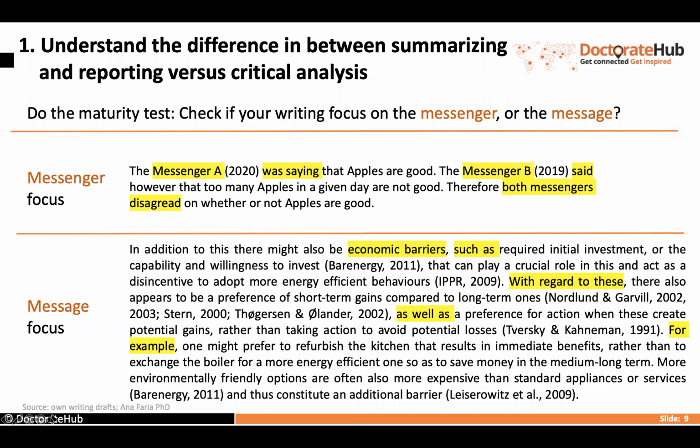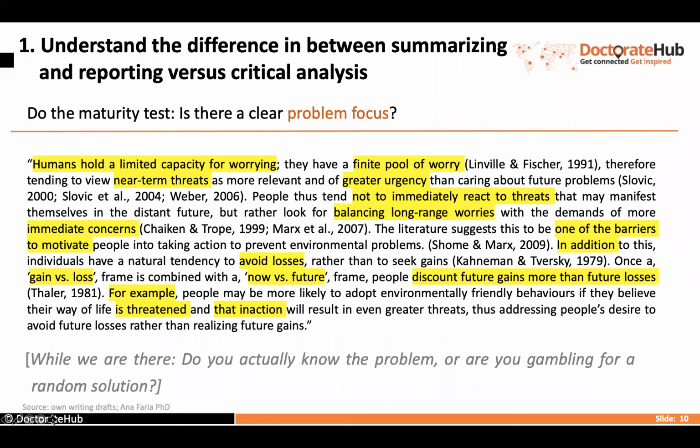Now, the second example below shows a clear focus on the message. You see immediately that the messengers are not the active narrative setting. Bar energy, for example, and IPPR are in brackets at the end of each sentence. So they are used within the argument just as a backup and reference for where the information comes from. And there's a clear focus in this case on barriers. Now, this is advanced and mature writing. And the word barriers points me to the next slides, because it also clearly shows that the focus is on a problem, but not on a solution.